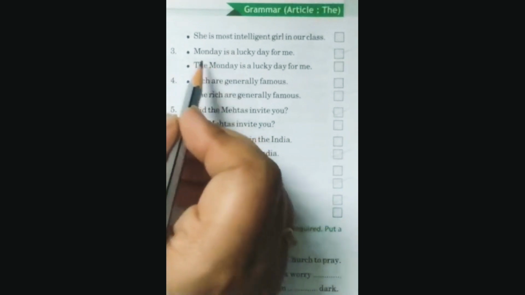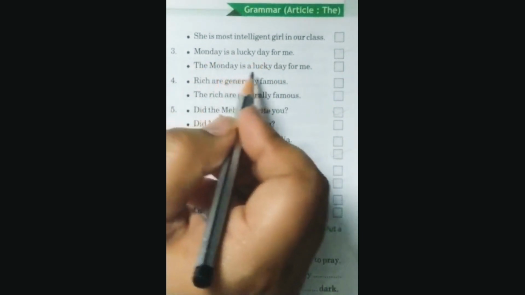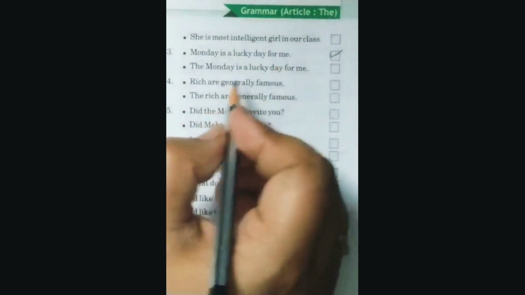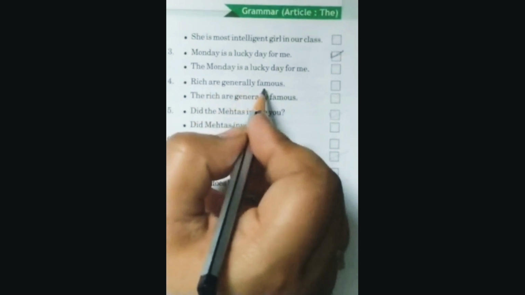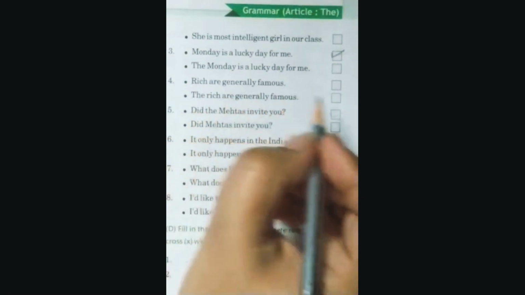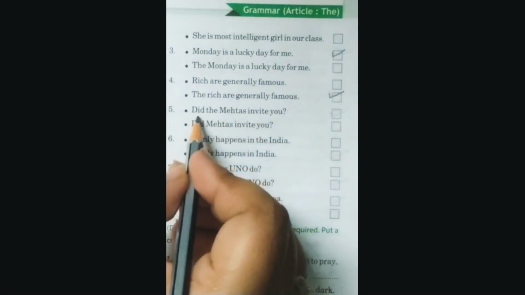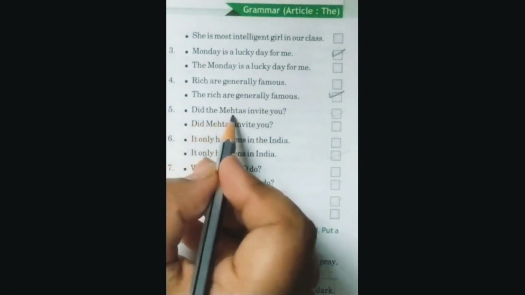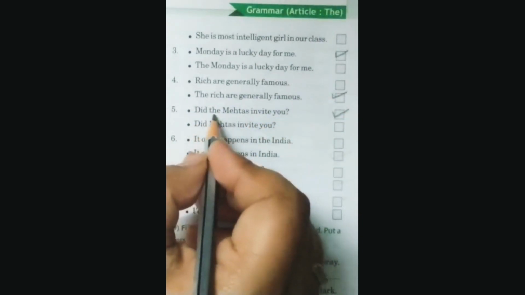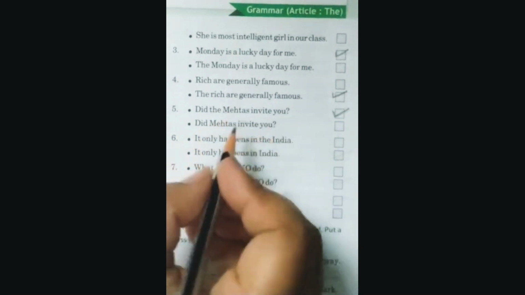Third is: Monday is a lucky day for me, or the Monday is a lucky day for me. So it is always Monday. We don't use 'the' before days. Rich are generally famous. I told you that we use 'the' before the rich, the poor, so it will be the rich. Did the Mehtas invite you? Yes, because it will be the Mehtas. I told you that with families, with surnames, we use 'the'.